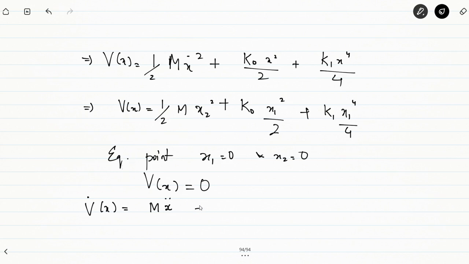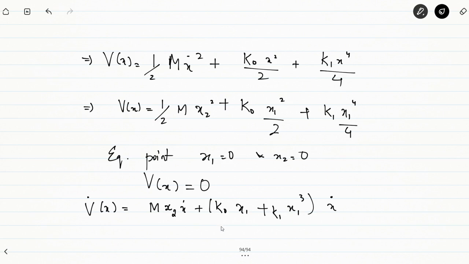Plus k naught x plus k1 x, k naught x1, k naught x1 cube, this mx2 into x dot, k1 x plus into x dot, the internal differentiation. So this is your equation.